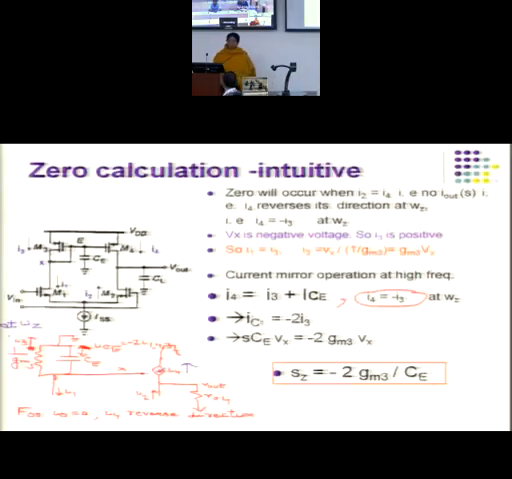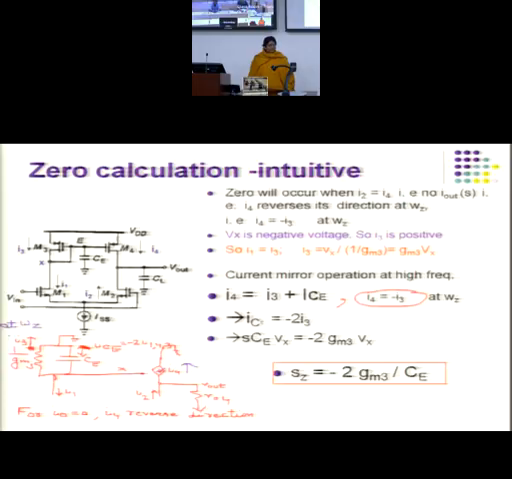Okay, so good morning, and I think we have finished with differential pair frequency response. Am I correct? We have finished with that or still remaining?